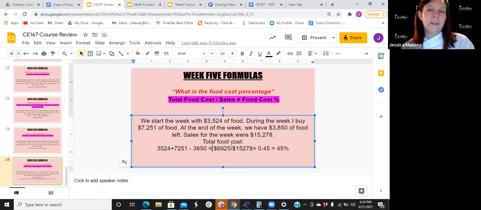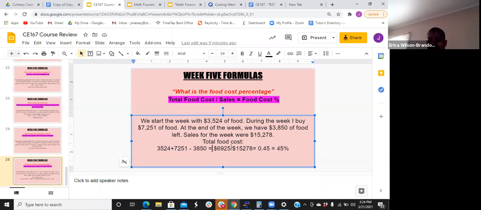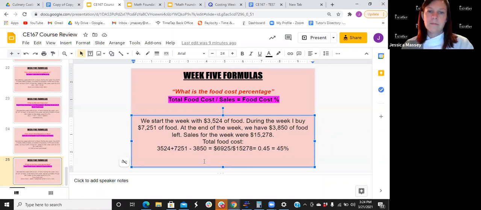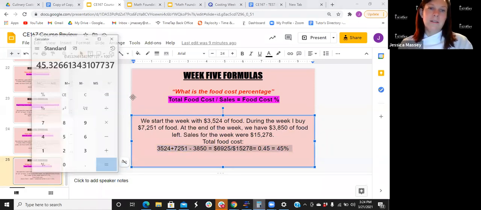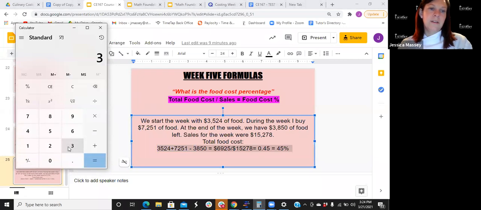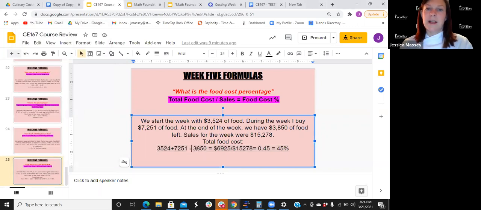Did that help a little bit? Yeah, I'm adding up the beginning and the 7,251. Right. And then that number you would subtract the ending inventory from. So when you add your beginning inventory, your 3,524 plus your 7,251, you get 10,775. This is the number you are subtracting your ending inventory from.